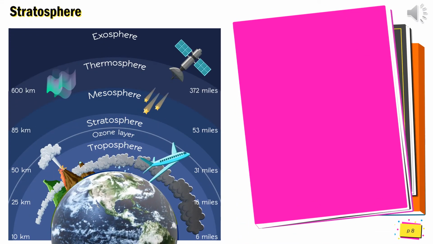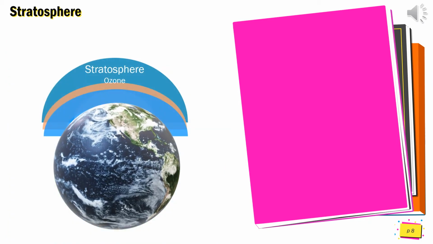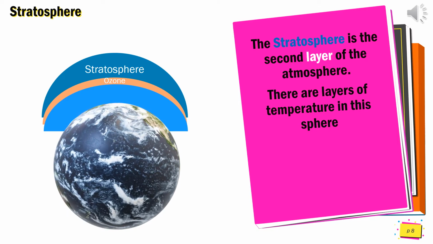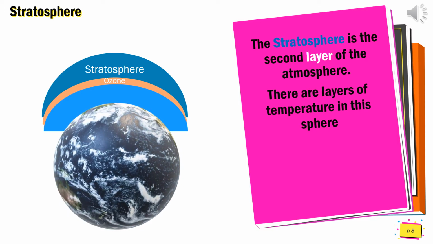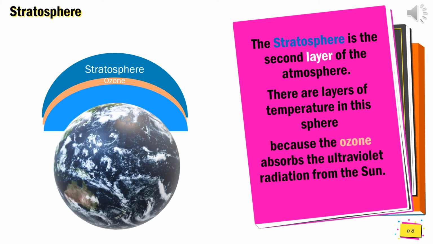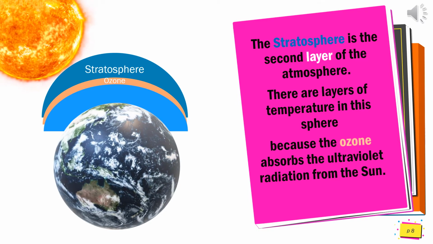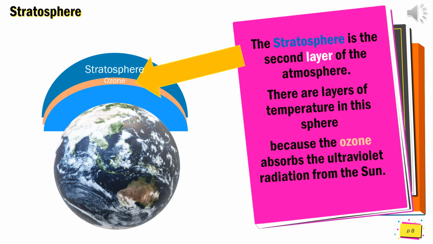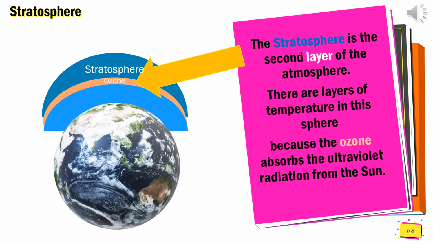Let's check out the next layer. The stratosphere is the second layer of the atmosphere. There are layers of temperature in this sphere because the ozone absorbs the ultraviolet radiation from the sun. You'll see here, the ozone layer is sandwiched between the stratosphere and the troposphere.